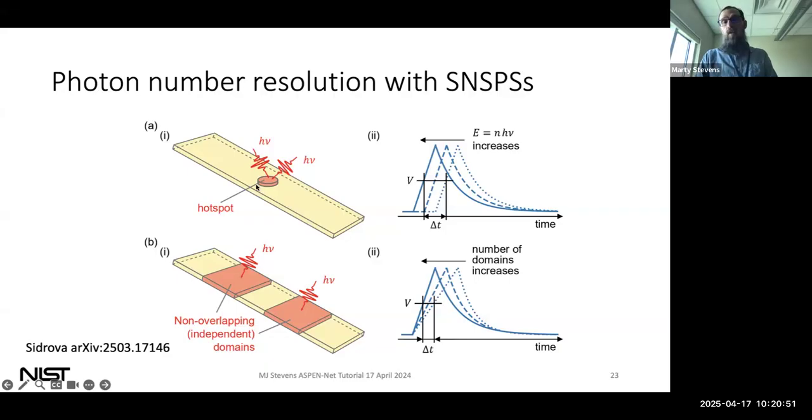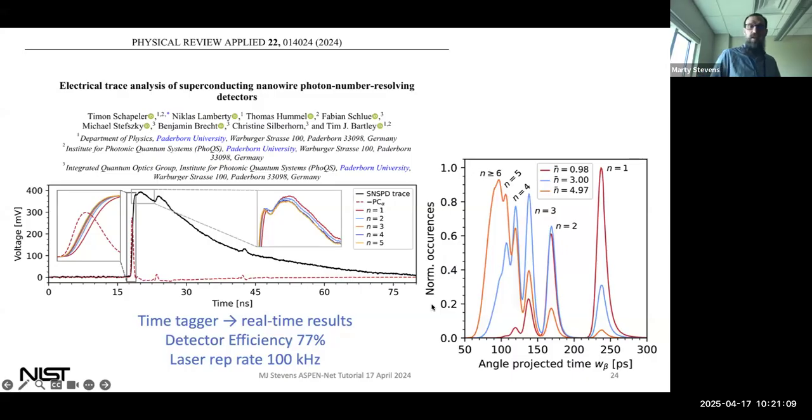Or even if those photons don't end up in the same area, but they end up in different domains, you can still see a change, not in the arrival time, but in the slope on that arrival. So by looking carefully at the incoming slope and thresholding carefully, folks have had quite good success with number resolution. Here's some nice work out of Tim Bartley's group from last year over in Paderborn University.